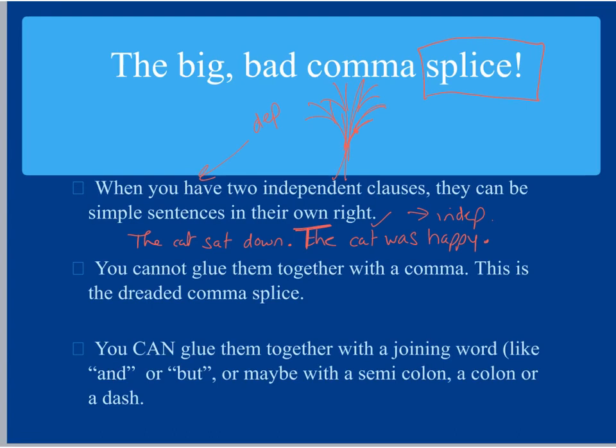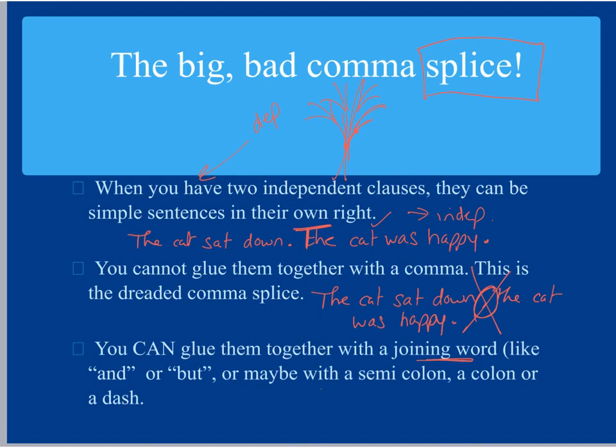Doing that would be the dreaded comma splice. So you cannot write the cat sat down, comma, the cat was happy. Can't do it. Commas don't act as glue between two independent clauses. Nope. You can use a word like and or but. The cat sat down and the cat was happy. Makes complete sense. You've turned it into a compound sentence. The cat sat down, but the cat was happy would also make sense.